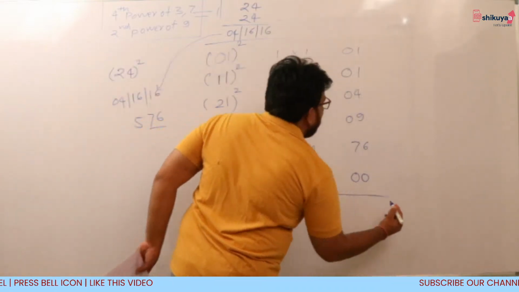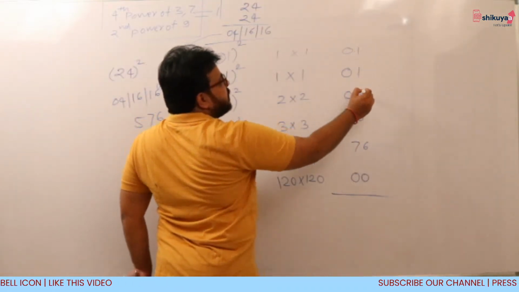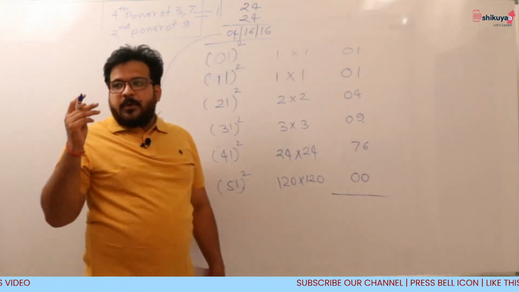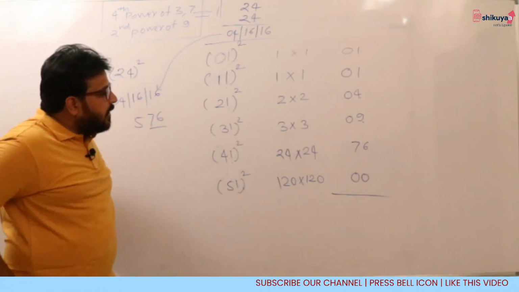So let us add now. 1 plus 1, 2 plus 4, 6 plus 9. 6 plus 9 is 15, correct? Please do the addition. Please do the addition now. Everybody, please do the addition.